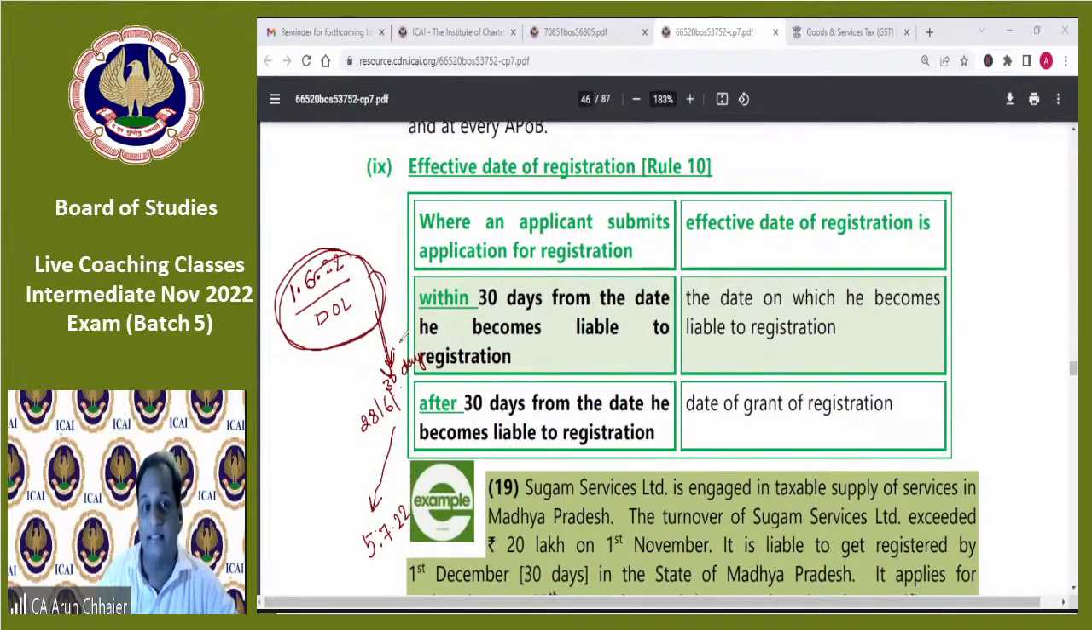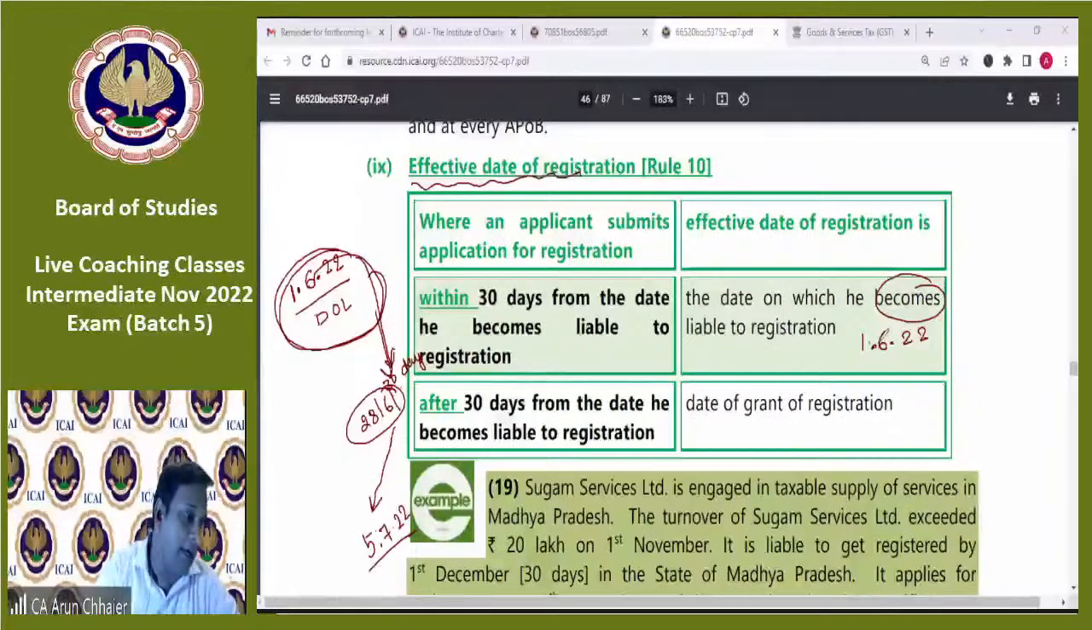Within 30 days. Then assume that I have made the application within 30 days and the certificate is actually granted on 5th July. What is the effective date of registration? The effective date of registration will be 1st June 2022. I hope Mr. Srinivas, you have received your answer with more clarity. Now you have the answer with more input, with more clarity, with an example also.